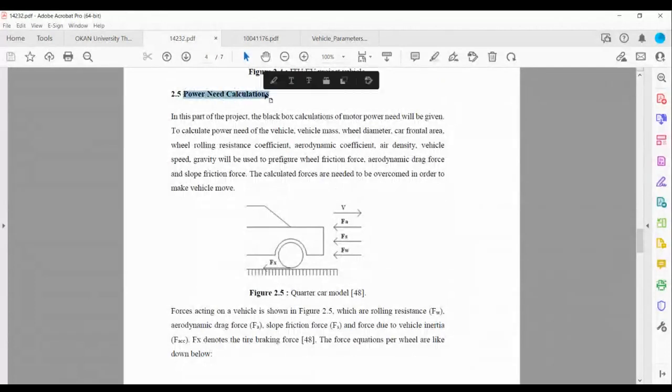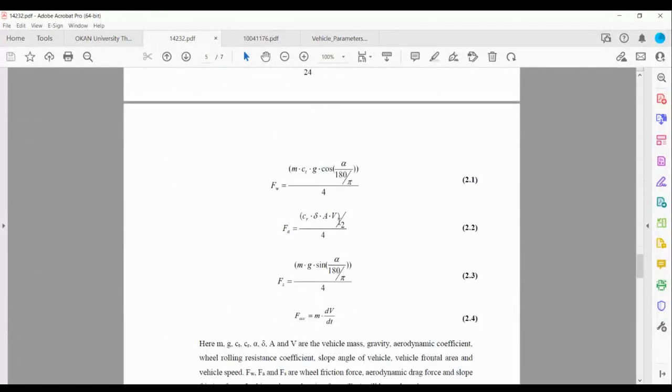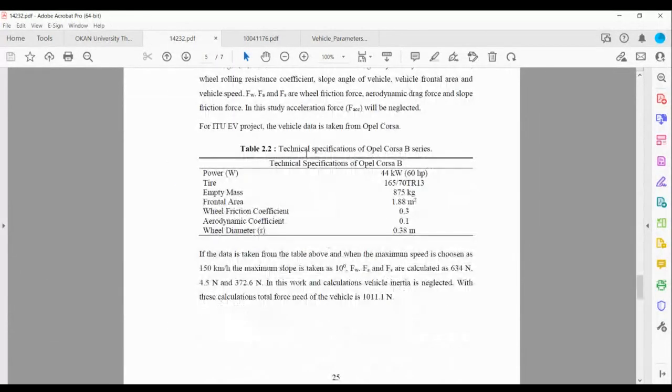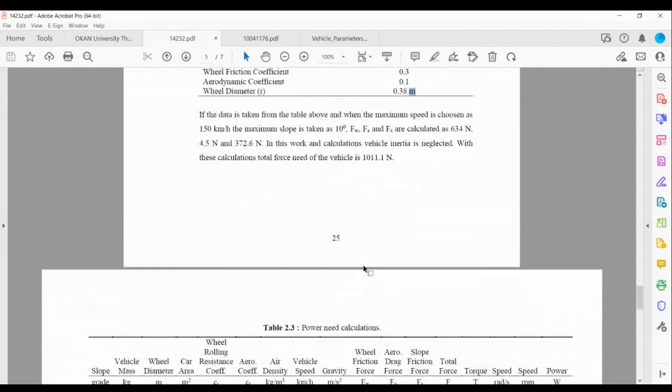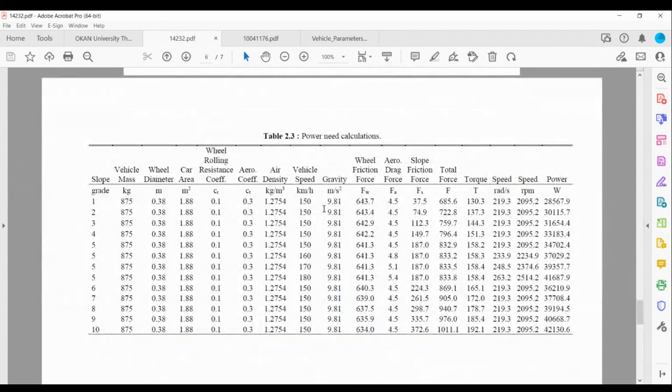Firstly, you will start with the power need calculation using this equation. Technical specification: you can use power, tire dimension, empty mass, frontal area, wheel friction coefficient, aerodynamic. You can use these parameters, wheel diameter. Okay, and then you will present me the power need calculation. Which slope? Slope will be changed.